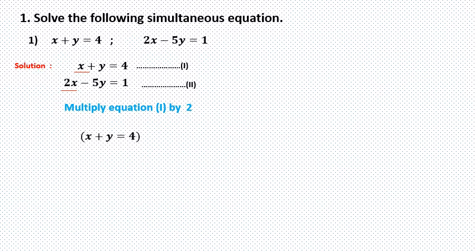So we have to make x into 2x. How will we convert it? By multiplying it by 2. When we multiply the equation by 2, 2 into x will become 2x. Similarly, 2 into y will become 2y, and 2 into 4 will become 8. Give a number to that equation; it is now equation number 3. So we have converted equation number 1 into equation number 3.